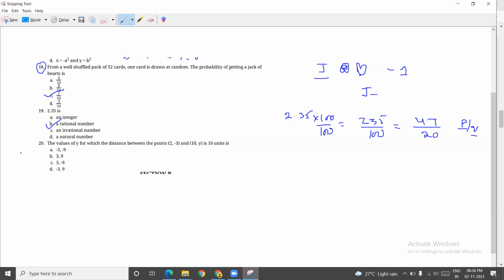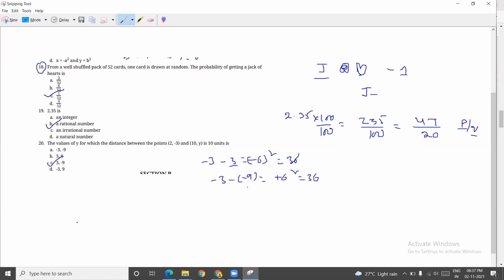So minus 3 minus of minus 9 is 6. If I'm taking minus 3 minus 3, then it is minus 6, whose square is 36. Or minus 3 minus of minus 9 is equal to plus 6, whole square is 36. So the answer is either 3 comma minus 9, or 3 comma 3.